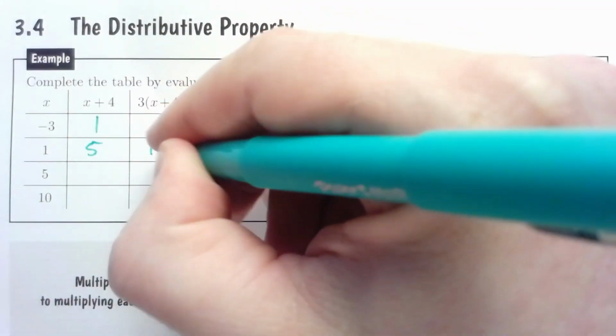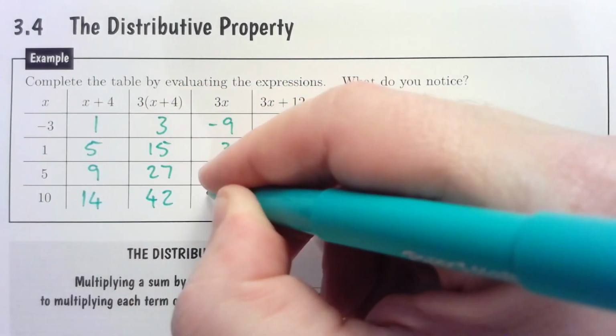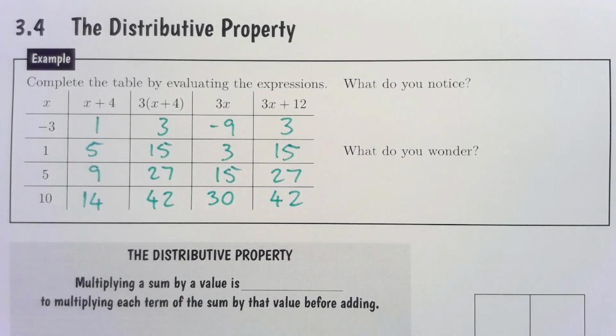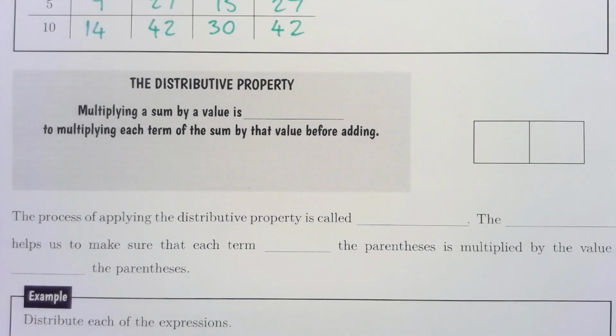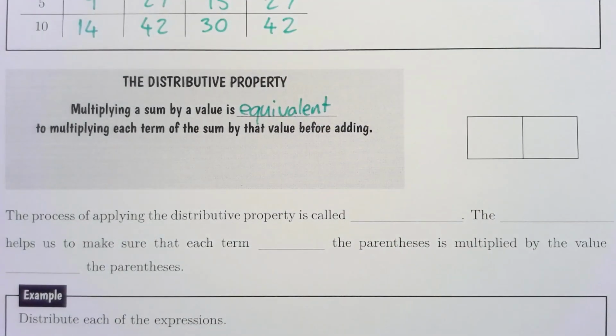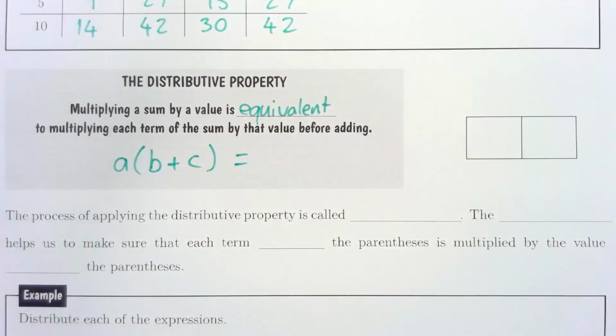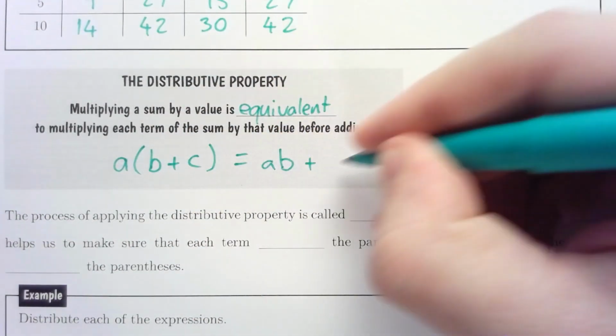So hopefully you are able to notice an important result from this table, and also hopefully you're able to start thinking about why this result happens. Well, it turns out this is an example of something called the distributive property. This says that multiplying a sum by a value is equivalent to multiplying each term of the sum by that value before adding. If we want to write this algebraically, we're saying that a multiplied by the quantity b plus c is the same as a times b plus a times c.